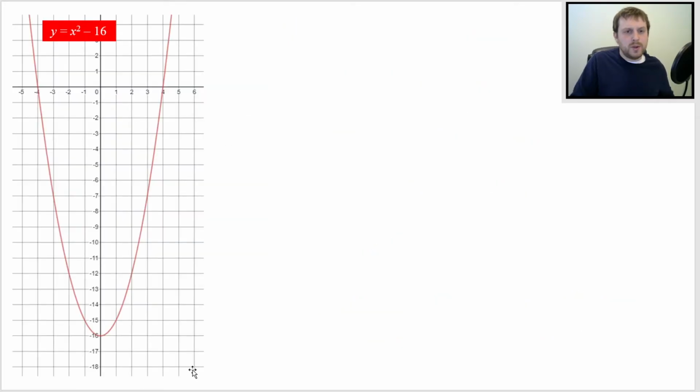Right, last one I'm going to do before I ask you to do some questions. So y equals x squared minus 16. First of all, it's crossing down here at minus 16. And okay, we can see minus 4 and plus 4. So where do the minus 4 and the plus 4 come from? Well, I'm going to solve x squared minus 16 equals 0. The reason I'm going to solve this is, to be on the x-axis, I want y to be 0.